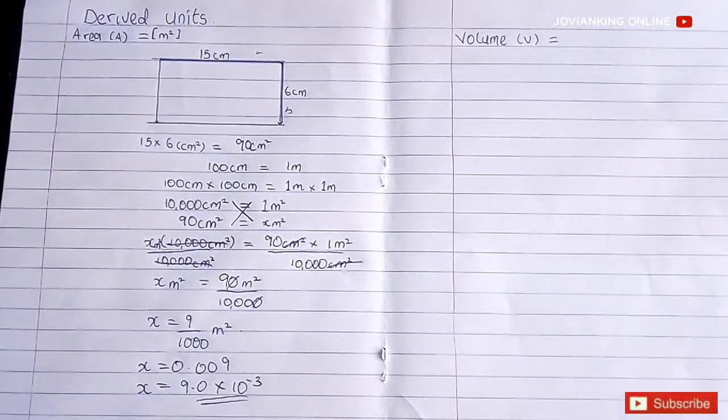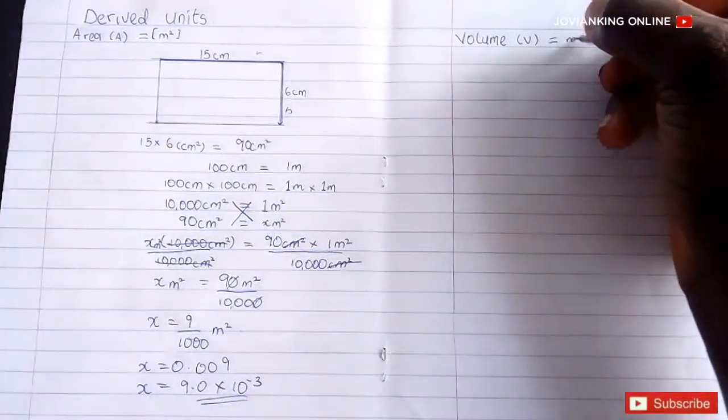The next one we have is volume. In physics, we calculate volume as length times height times breadth. Length, height and breadth are all measured by a distance. So it gives us the SI unit of meter cube.